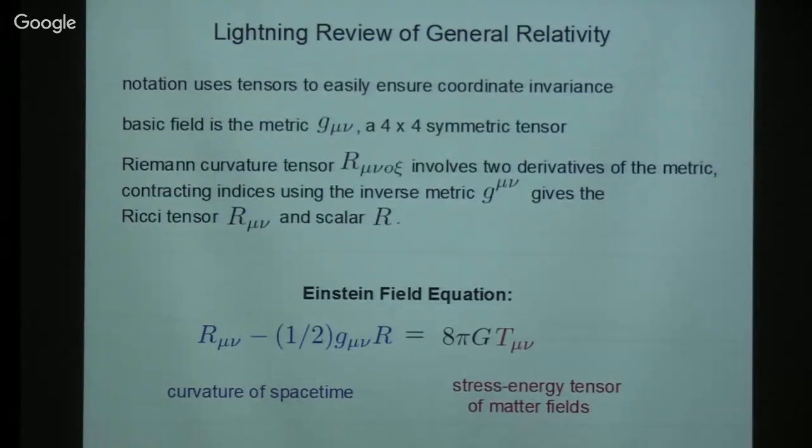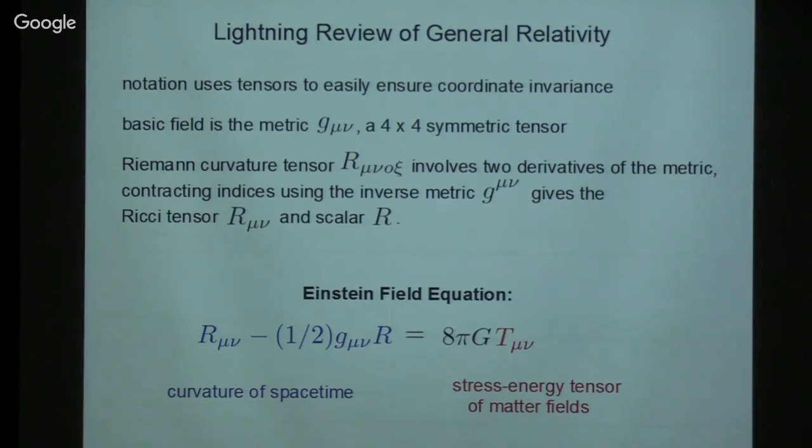The basic field is a metric, which is a 4x4 symmetric matrix. And you can construct various things out of it. The most important thing maybe being the curvature tensor, which is a sort of two derivatives of the metric that says how space and time are curved at a given point. And by contracting indices with the metric, you can also construct a Ricci tensor that has just two vector indices and a scalar.